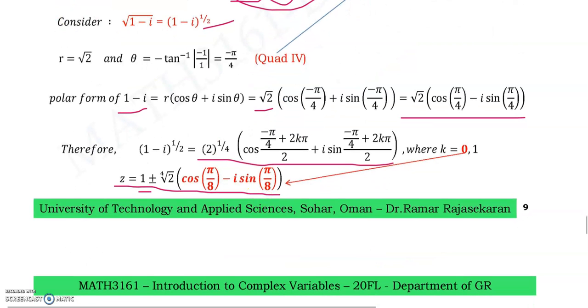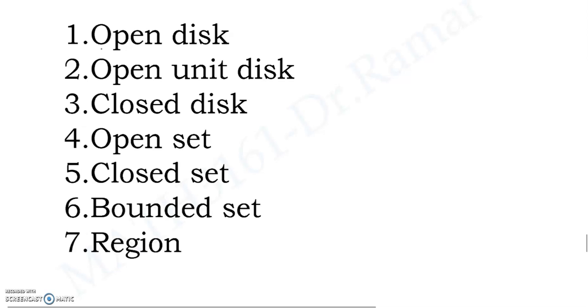Okay, now in 1.6, we are going to see a few definitions: open disk, open unit disk, closed disk, open set, closed set, bounded set, region. You can go through these definitions on the net, or refer to the book, or look them up on Google. That will help you to tick the answers in multiple choice questions sometimes. Okay, thank you.